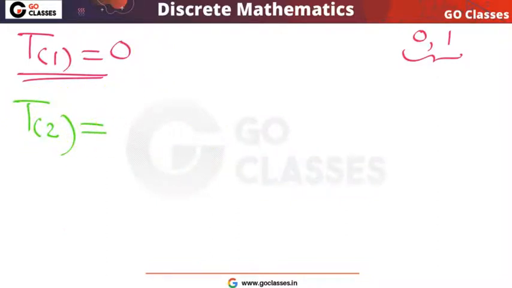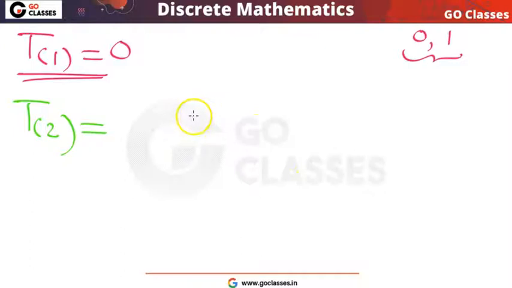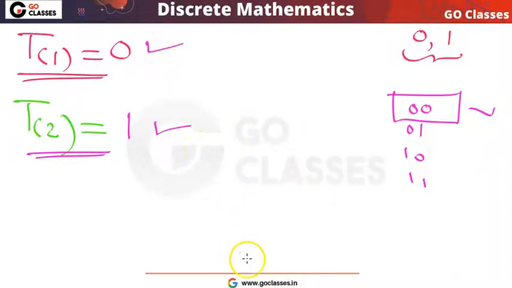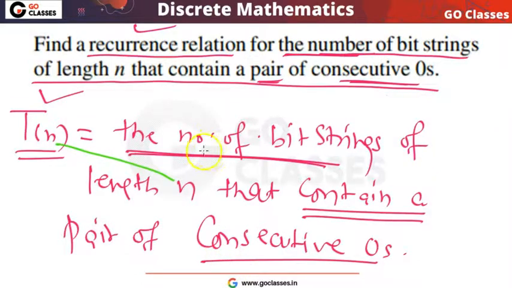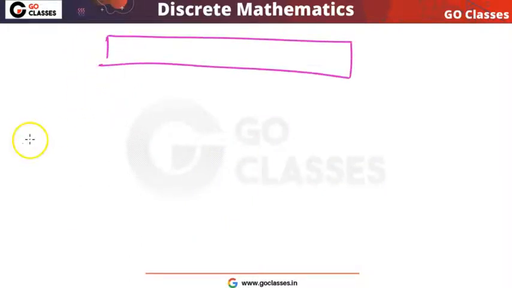T2 means the number of bit strings of length 2 that have consecutive zeros. That will be 1, because among the bit strings of length 2, only one has consecutive zeros. So T1 is 0, T2 is 1. This is what we want to count: the number of bit strings of length n that contain a pair of consecutive zeros. Now this is very simple to count.